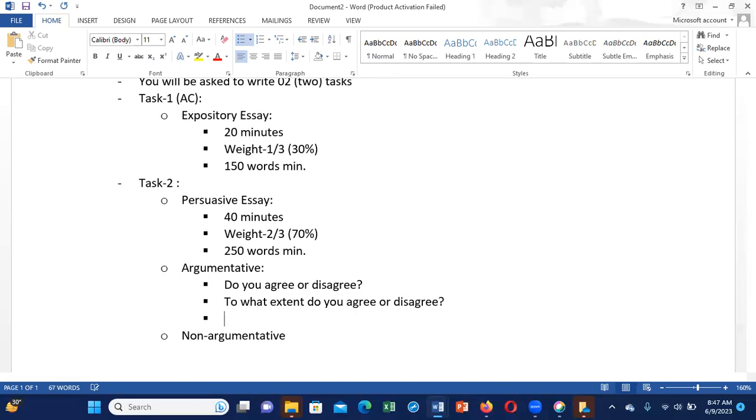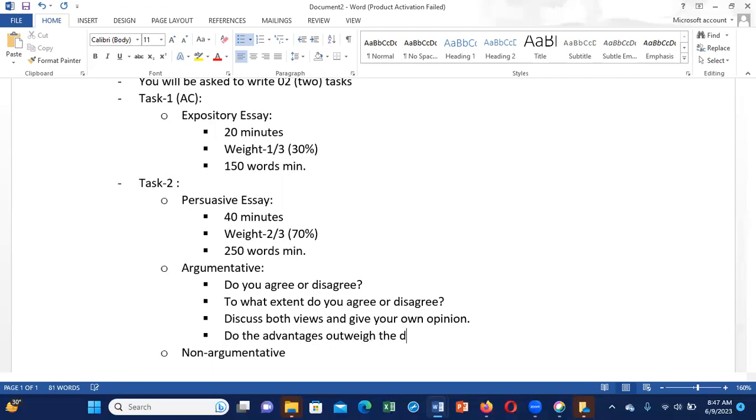Okay, third thing, they may give you: discuss both views and give your own opinion. A fourth one: do the advantages outweigh the disadvantages?